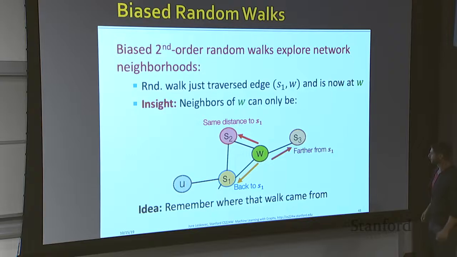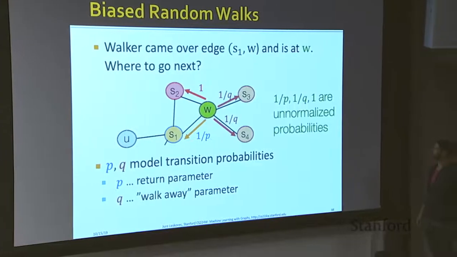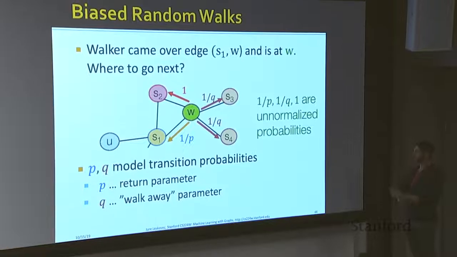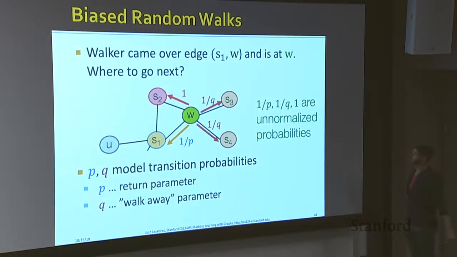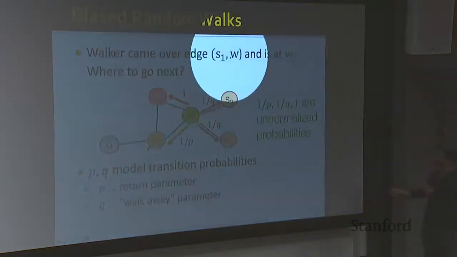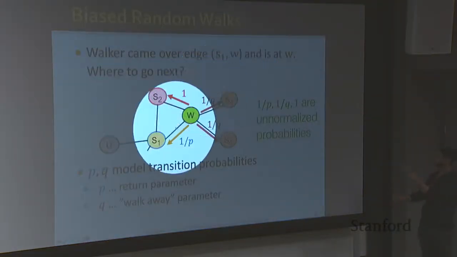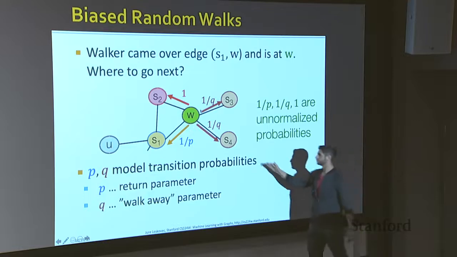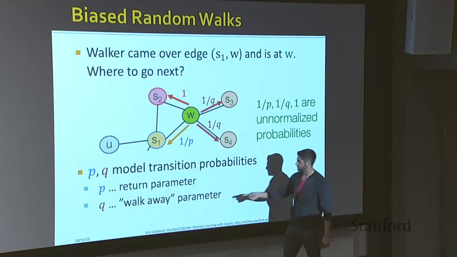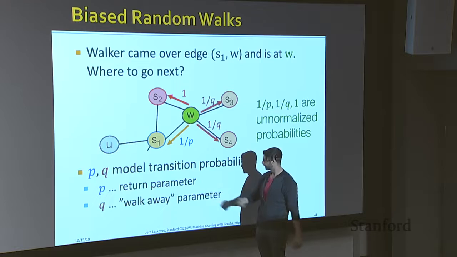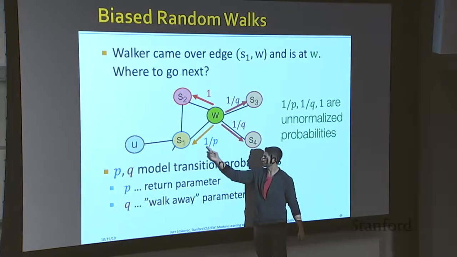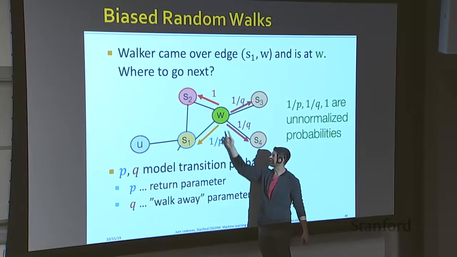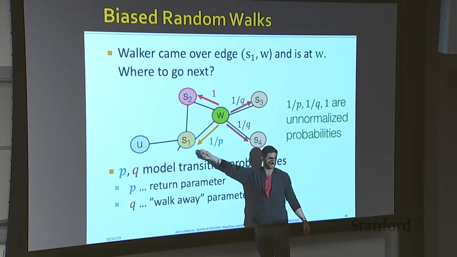Okay, now let's start to put probabilities on each edge so that you can understand exactly how the random walk is moving around, okay? So as we said, our walker came over the edge from S1 to W and is currently in W, okay? So where can our walker go now from node W, okay? So we set our P and Q transition probabilities. We said P is our return parameter, Q is our walk away parameter. So we're going to say with probability 1 divided by P, our walker will go back to S1.